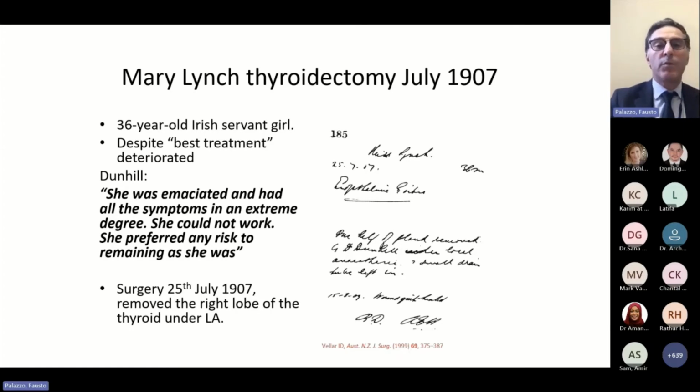Now, I love this operation note, because first of all, you note that doctors wrote badly even then, and you can see the patient's name, Mary Lynch, and you can see exophthalmic goiter and the date, 25th of the 7th, 1917. And the description, you can see who did the operation. And this was not written by Thomas Peel Dunhill. The operation was done by him, and that's documented. But it was signed off by his houseman, in the good old days when the houseman wrote the operation note.